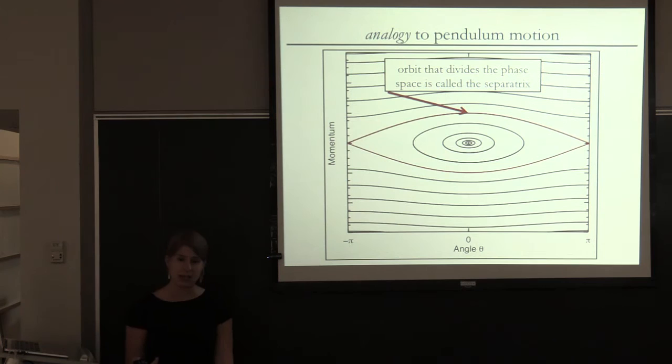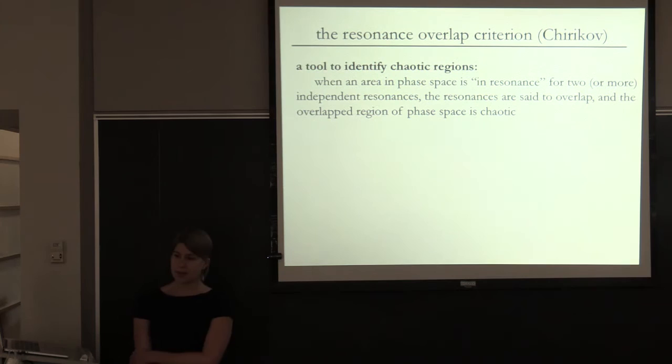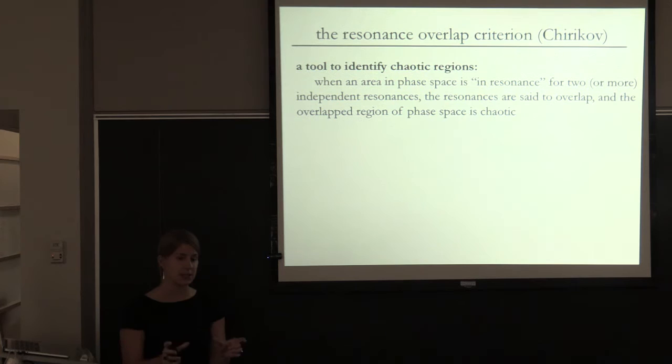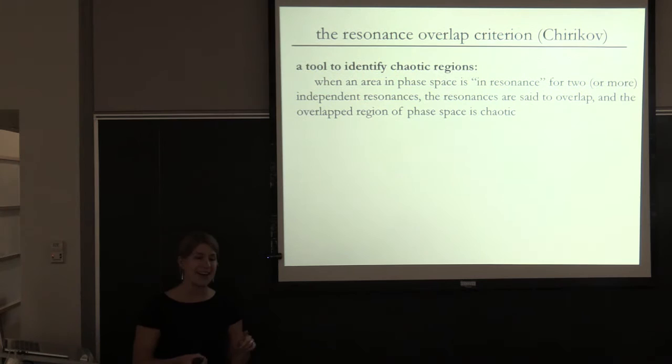To use resonances to study stability, we apply something called the resonance overlap criterion. This is due to Chirikov, who developed it when he was studying plasma physics, I think in the 70s. Basically it states that if you have a region of phase space which is simultaneously in resonance for more than one resonance, then that overlap region is going to be chaotic. It's an interesting criterion if you care about stability, because chaotic orbits often show instability on short timescales, so you can use a criterion for chaos as an effective criterion for instability.